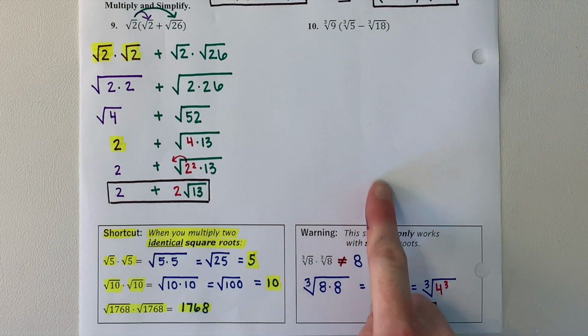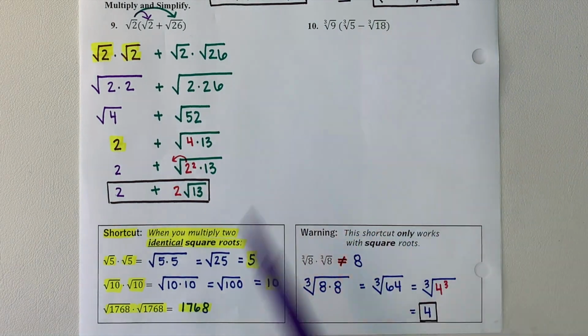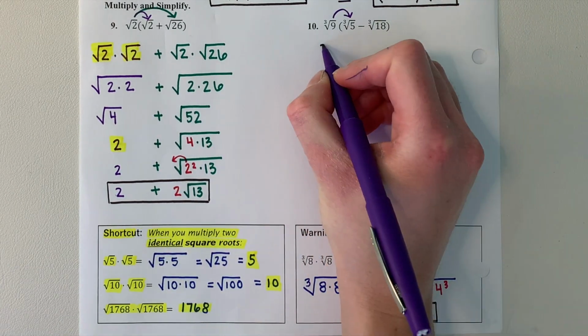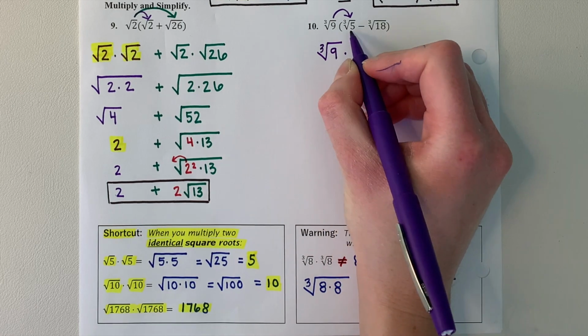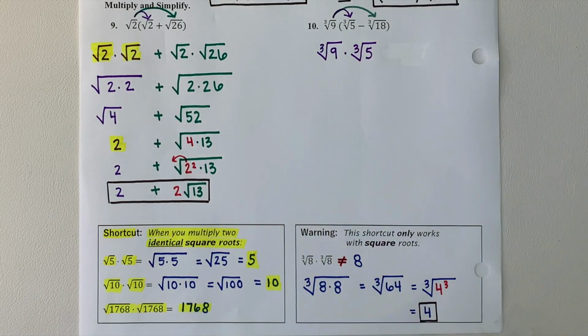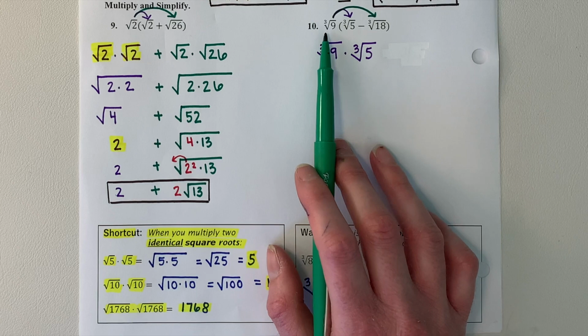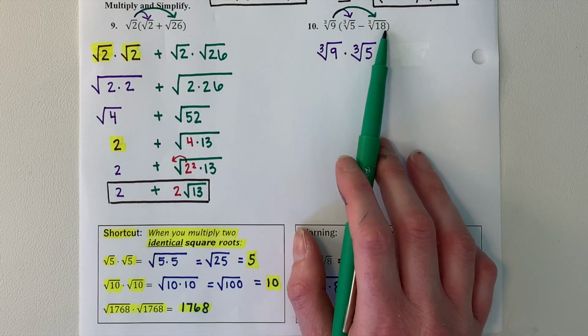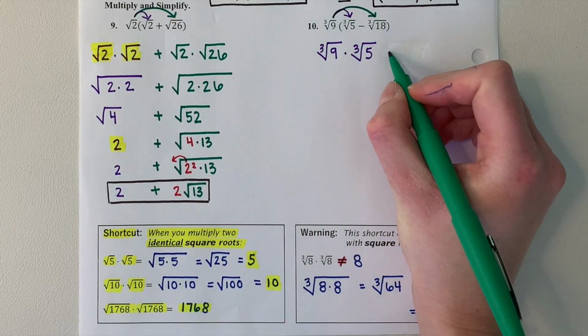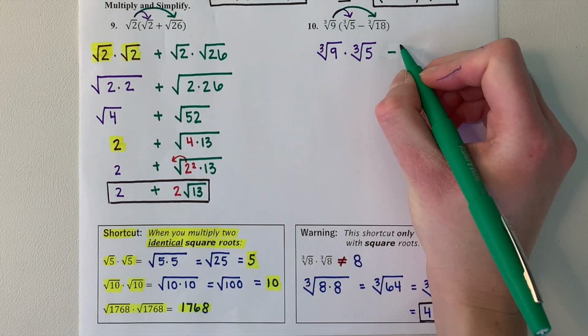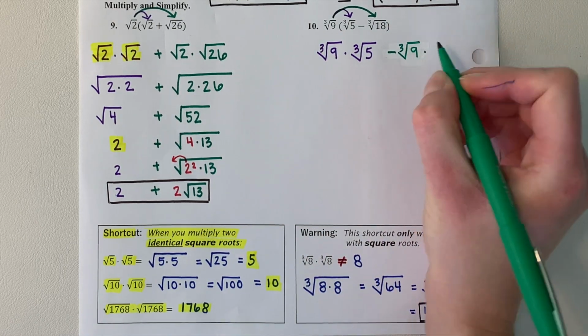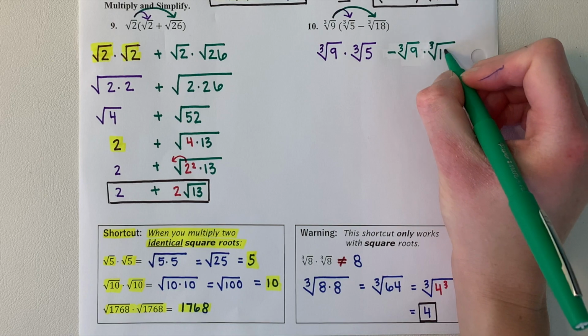Let's take a look at another example. Let's again use the distributive property here. First, we'll multiply the cubed root of 9 times the cubed root of 5. Then when we distribute here, we're multiplying a positive number times a negative number, and a positive times a negative will give us a negative. And let's see, we're multiplying the cubed root of 9 times the cubed root of 18.